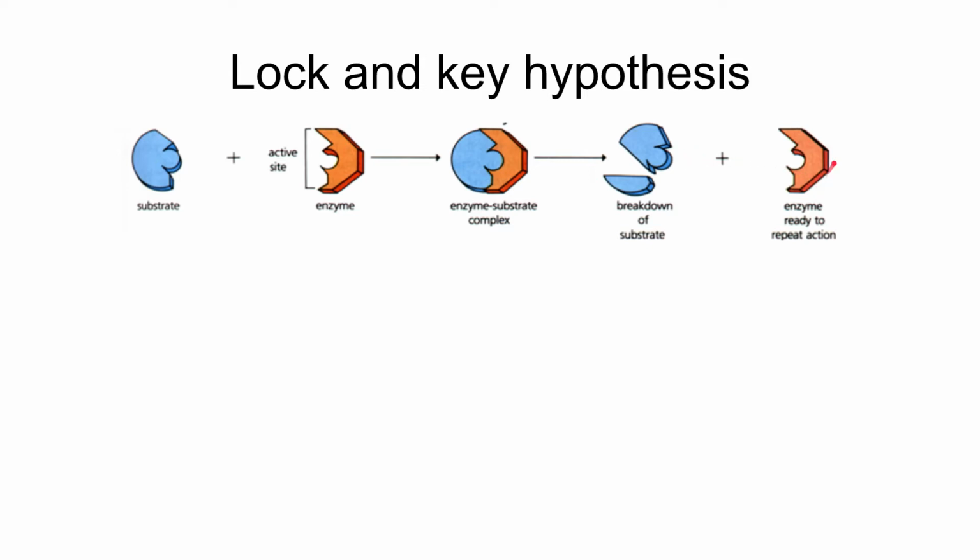Now this is quite a nice model for enzyme action, but it doesn't actually explain how the enzyme works, because if the substrate fits in perfectly, then what is actually causing this reaction? Because the enzyme doesn't necessarily change shape, it doesn't add anything or remove anything from the substrate. So how does it actually work?